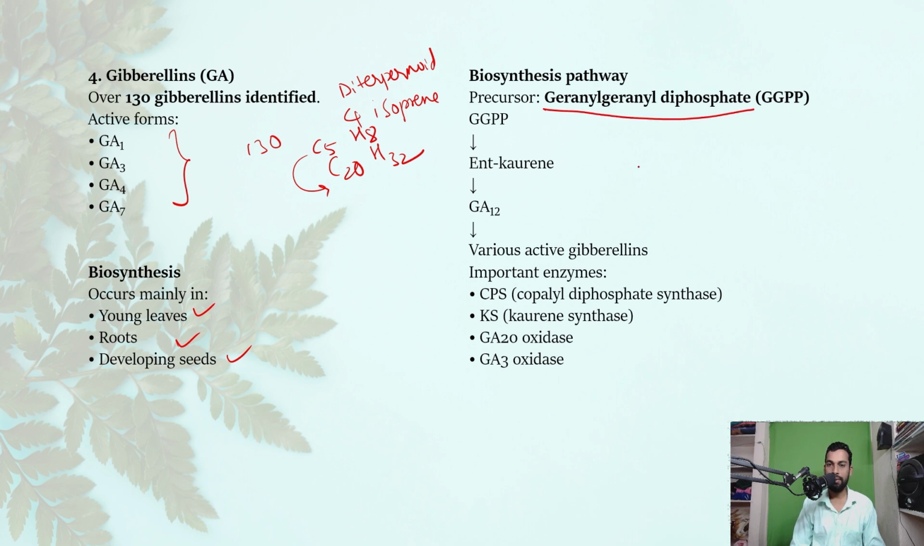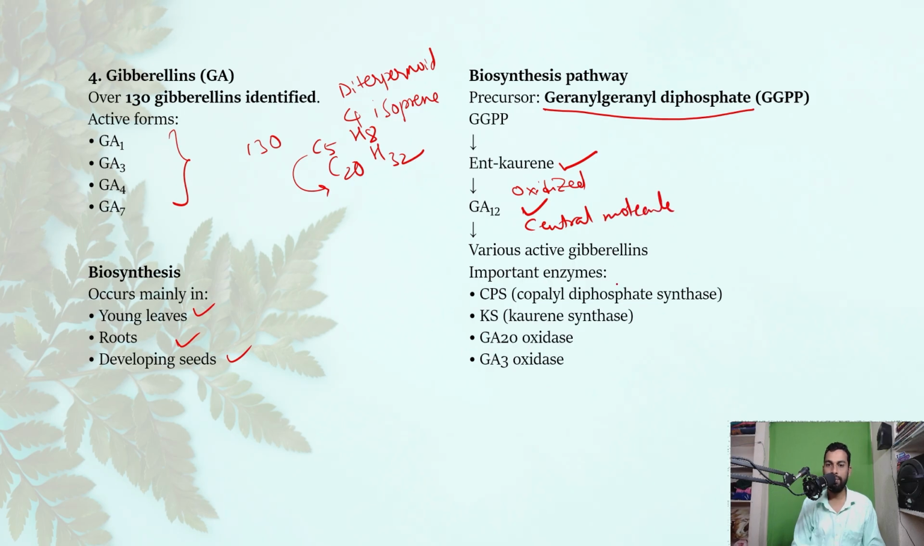The biosynthesis of gibberellin starts with geranyl diphosphate. So it is the precursor molecule of gibberellins. It is converted into ent-kaurene and again oxidized to GA12. So GA12 is formed. This GA12 is the central precursor molecule for many gibberellins. So it is the main central molecule.